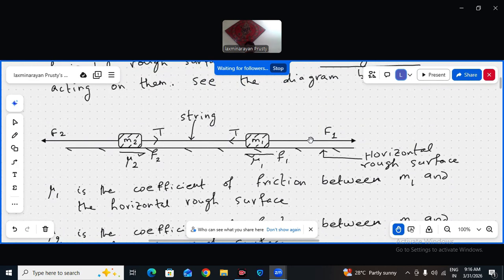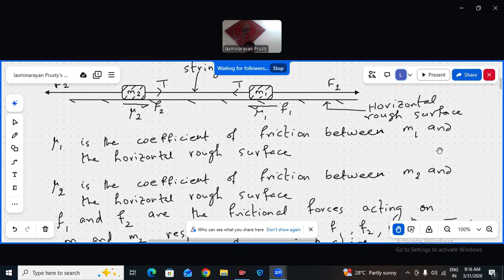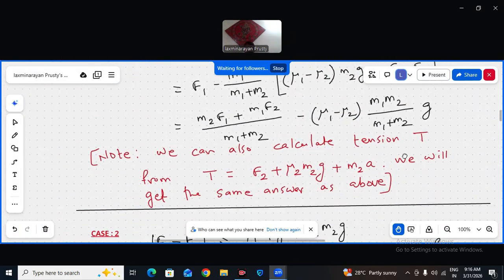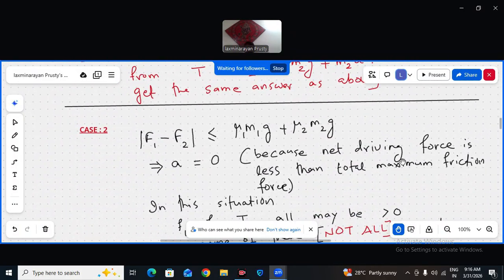If F2 is greater than F1, they will accept like this. But F2 minus F1 has to be greater than the total maximum friction force, then only acceleration will happen. Otherwise, there will be no acceleration. If that happens, this is a very simple thing. Now, case 2, a bit more involved cases.